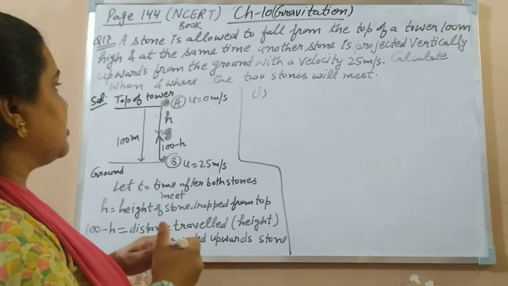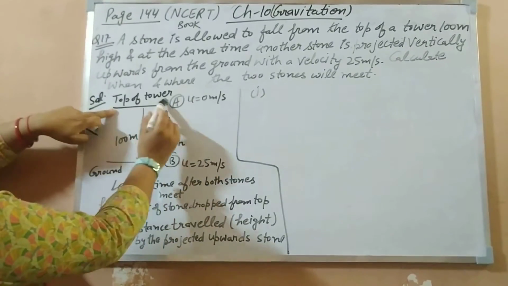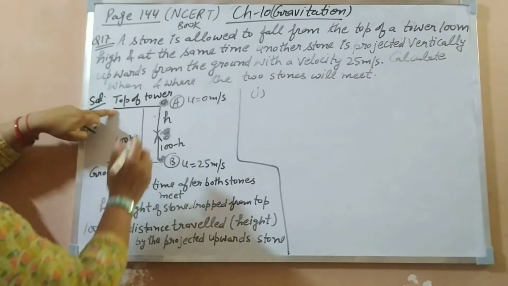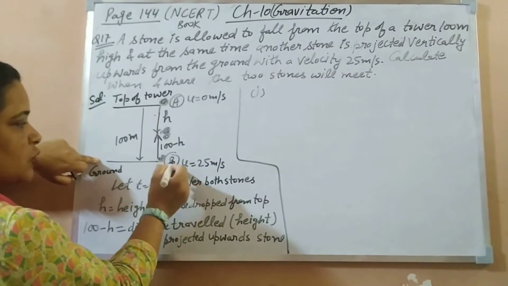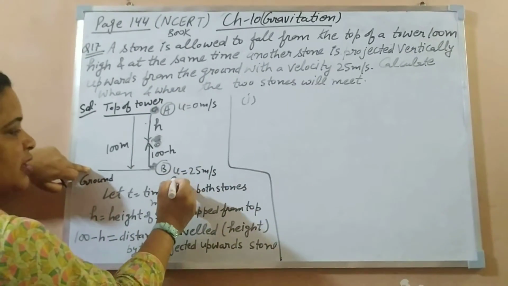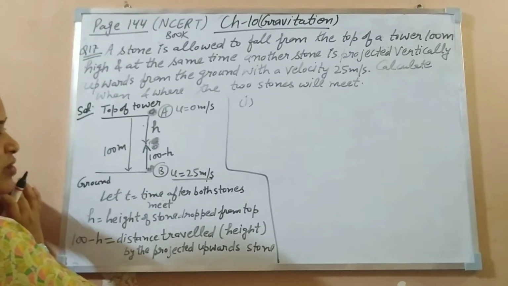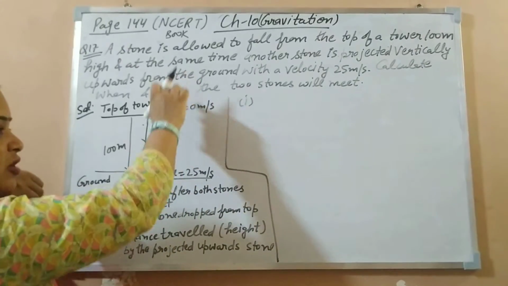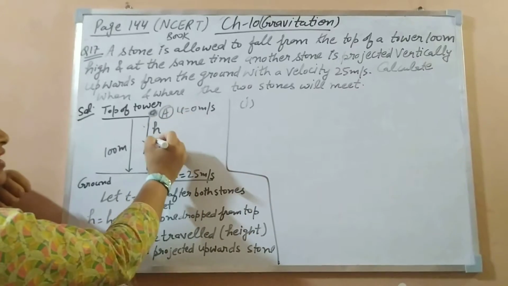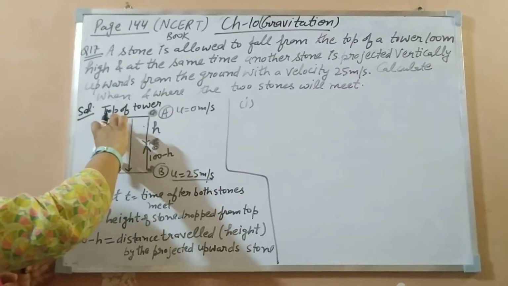Before starting, look at the top of the tower. Let us consider this is stone A. Initially it is at rest. Now at the ground another stone is projected vertically upward with a velocity of 25 meter per second. This stone will not reach the maximum height; in between it will meet stone A. The total height given is 100 meter.